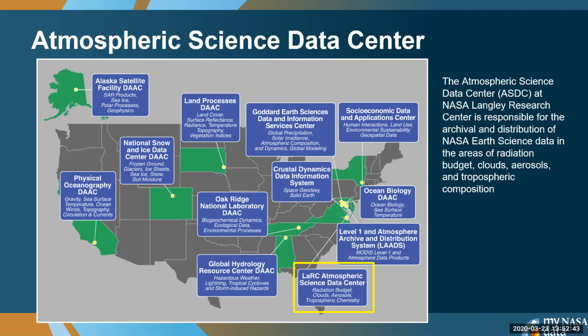What this means is that these centers are responsible for the archival and distribution of all of NASA's Earth science data. Each one of these centers has a certain data specialization, and the Atmospheric Science Data Center, as you would expect, distributes much of NASA's atmospheric data. Next slide.